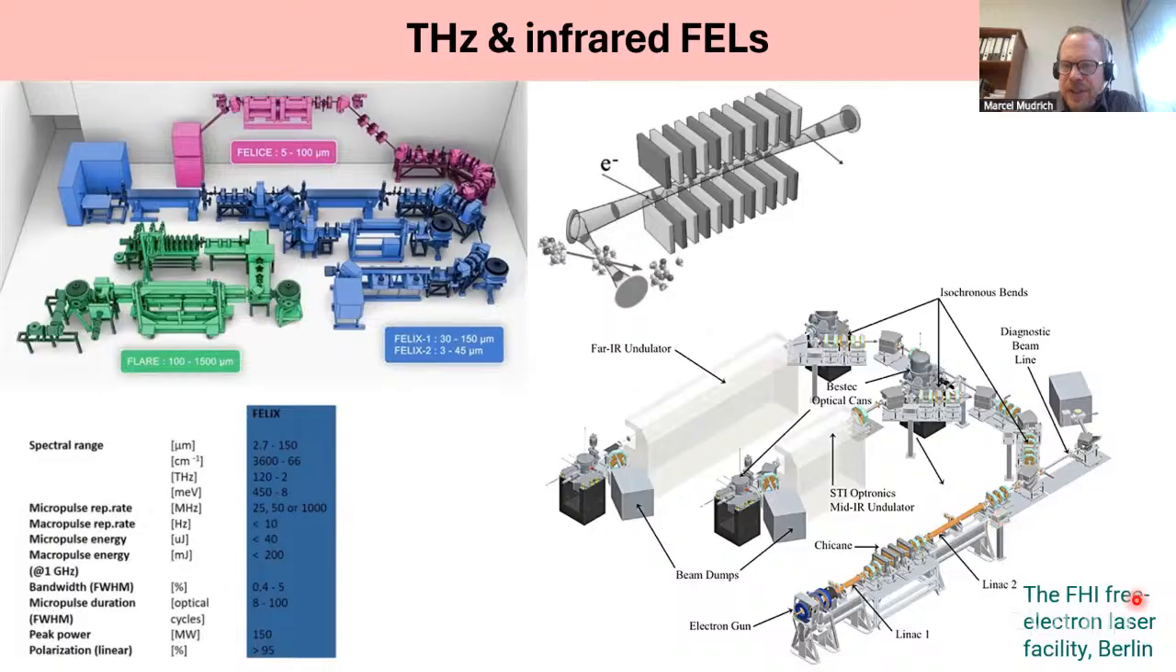Another facility is at the Fritz Haber Institute in Berlin. By the way, FELIX and FELICE are user facilities in Nijmegen in the Netherlands. So you can actually apply for beam time if you have a good idea how to use intense far infrared radiation, mostly for molecular spectroscopy. The free electron laser at the Fritz Haber Institute is an in-house facility, but very similar.